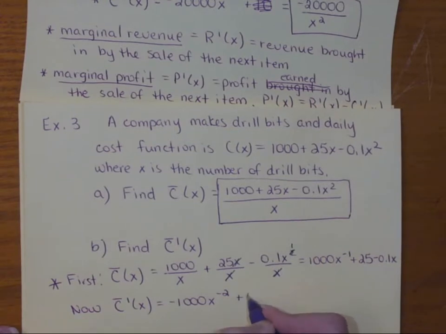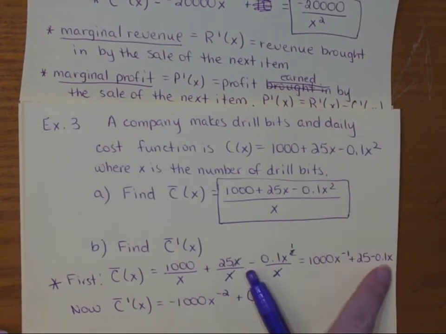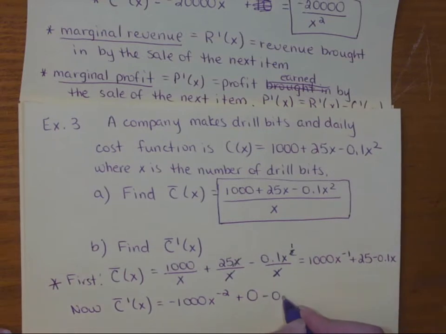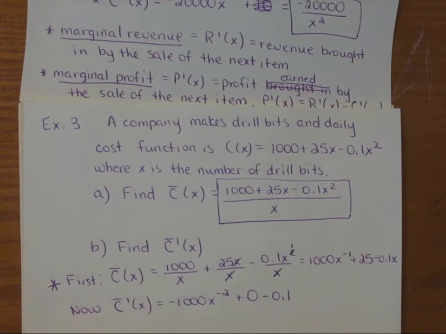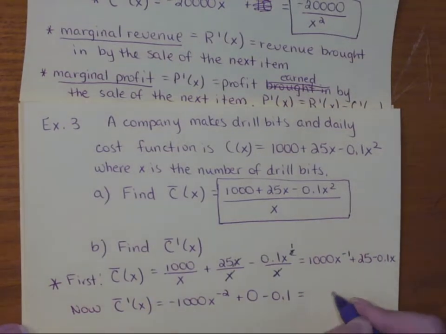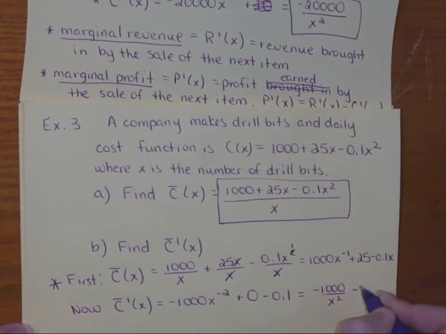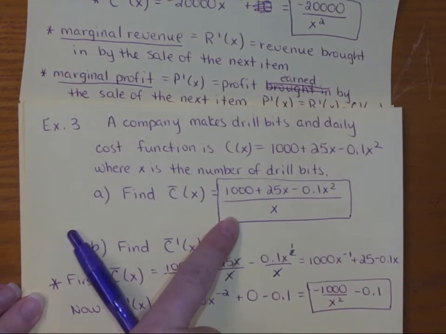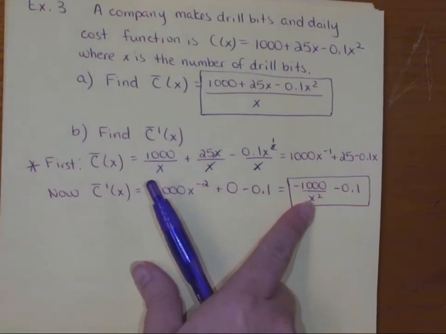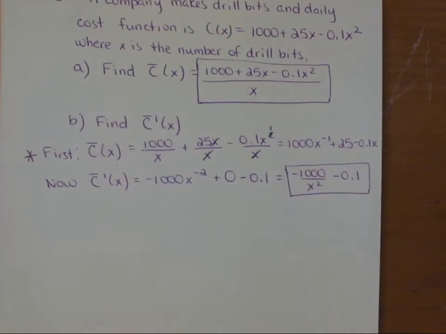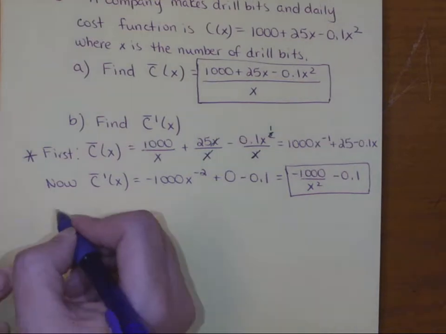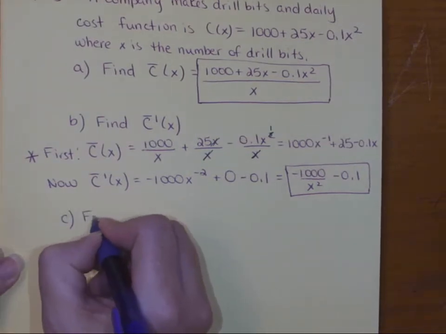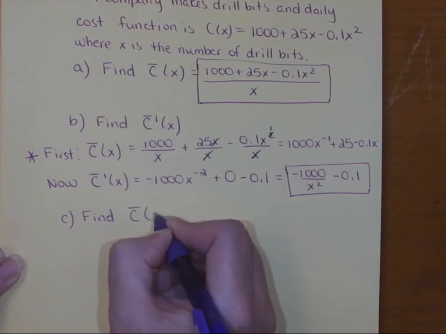The derivative of 25, that's just a constant, so that's 0. The derivative of this would just be minus 0.1, because if you move the power out to the front and reduce the power by 1, you'll have no more x's. So rewritten, it's negative 1,000 over x squared, because remember we don't leave negative exponents, minus 0.1. So this is the average cost function. This is the derivative of that.